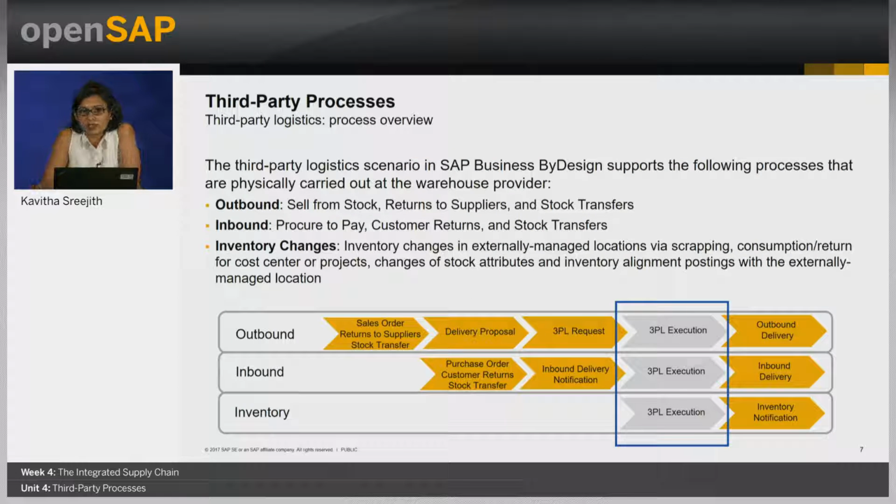The third-party logistics scenario supports various processes as is shown on the slide. You have the inbound side, the outbound side, even the inventory changes that we spoke about earlier. You have seen each of these processes in the earlier units or weeks. It is important to note here that the steps in each of these processes always remains the same. The only point is that you would now be working with a 3PL site. For example, in the inbound processing, the purchase order created would be having the ship to location as a 3PL site instead of any other site, but the rest of the steps remain the same as in a procure to pay.